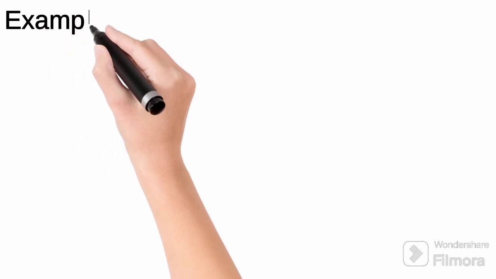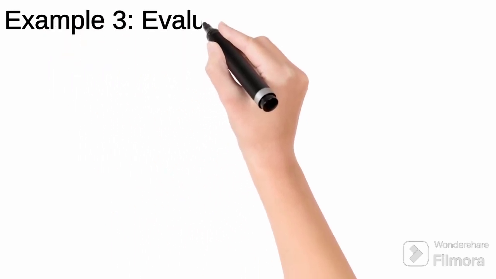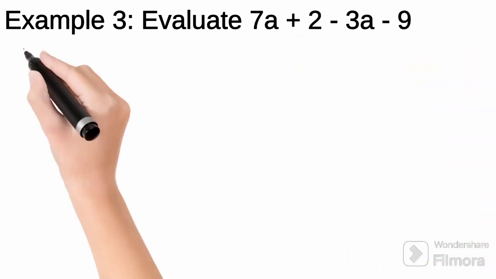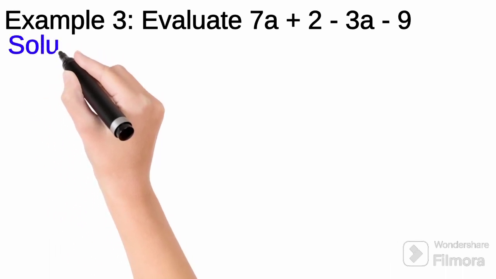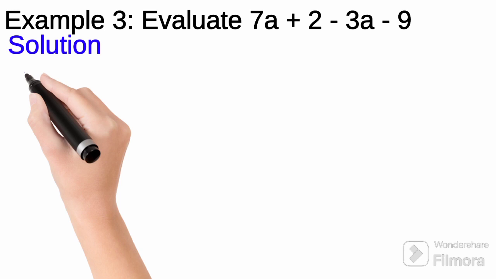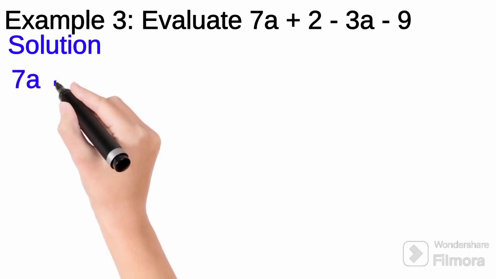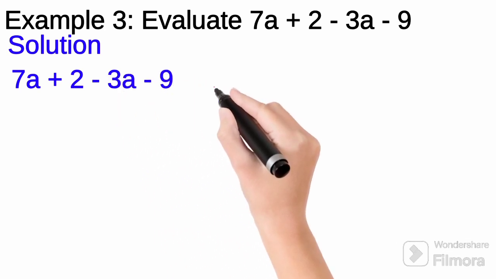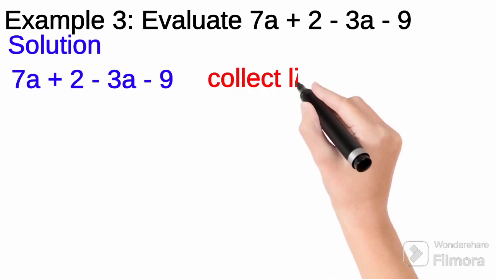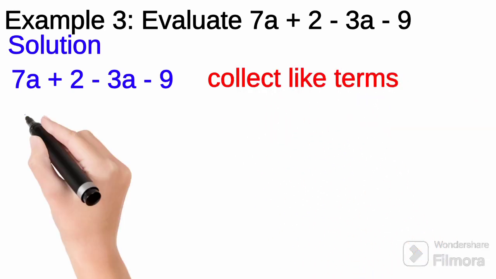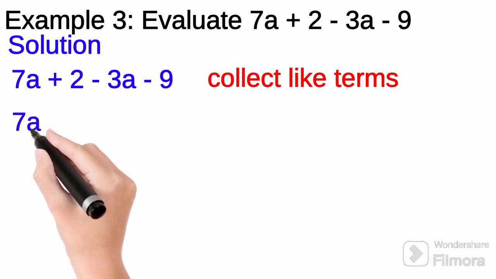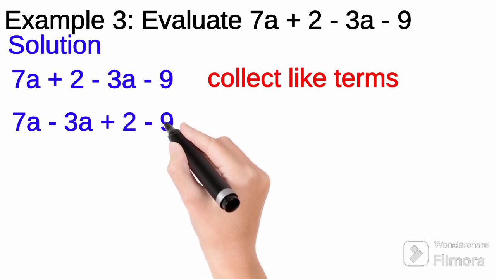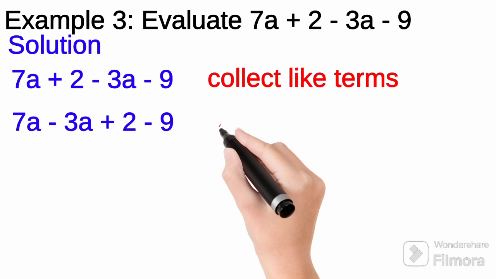Now let's go to the next example. Example 3. Evaluate 7a plus 2 minus 3a minus 9. Solution. The first thing we're going to do, we're going to write it out. 7a plus 2 minus 3a minus 9. We're going to collect our like terms first, and then we have 7a minus 3a plus 2 minus 9. Collecting like terms, the same variables, the same family.